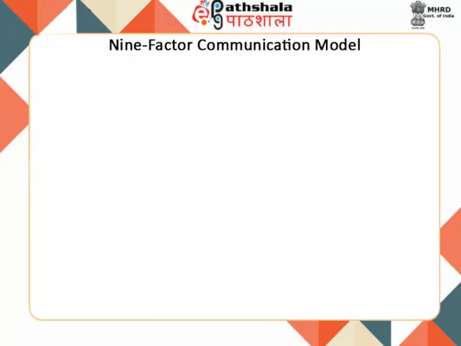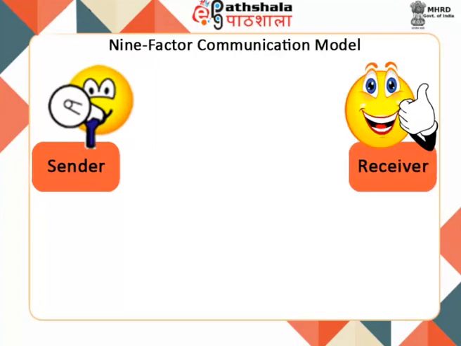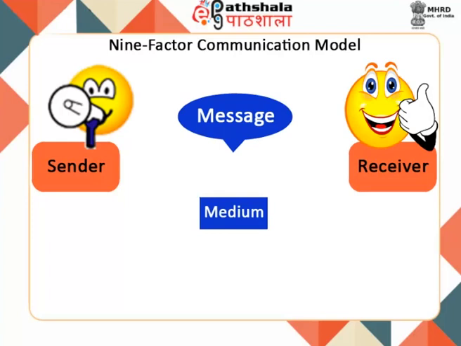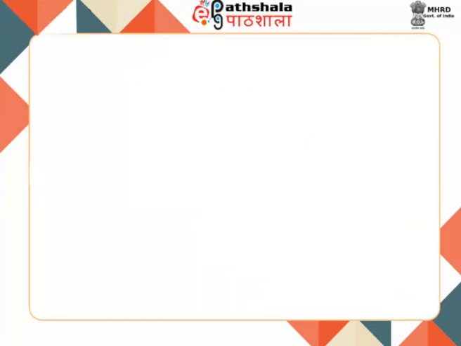A nine-factor communication model is more appropriate in depicting the communication process. The two parties are sender and receiver. The communication tools are message and media used in communicating the process. The four major communication functions are encoding, decoding, response, and feedback. The last element is the noise. Let us discuss in detail.